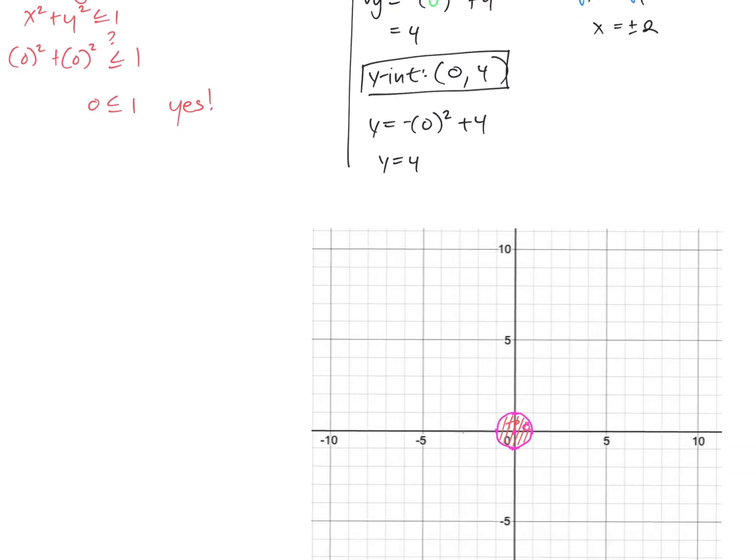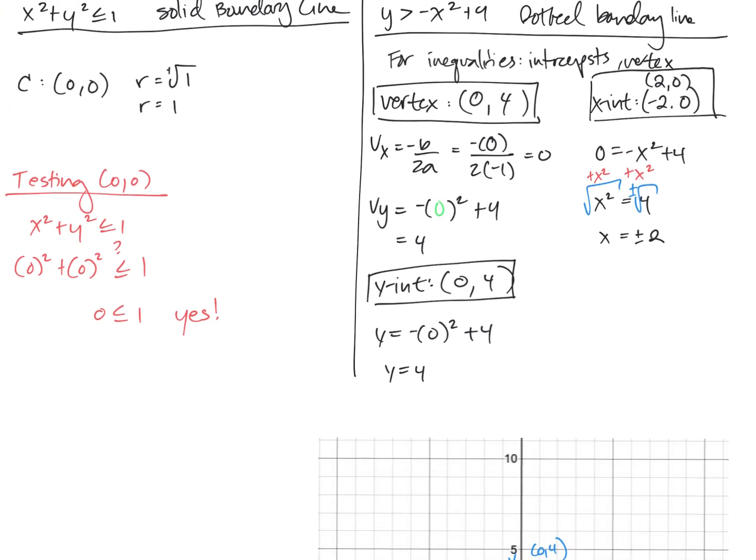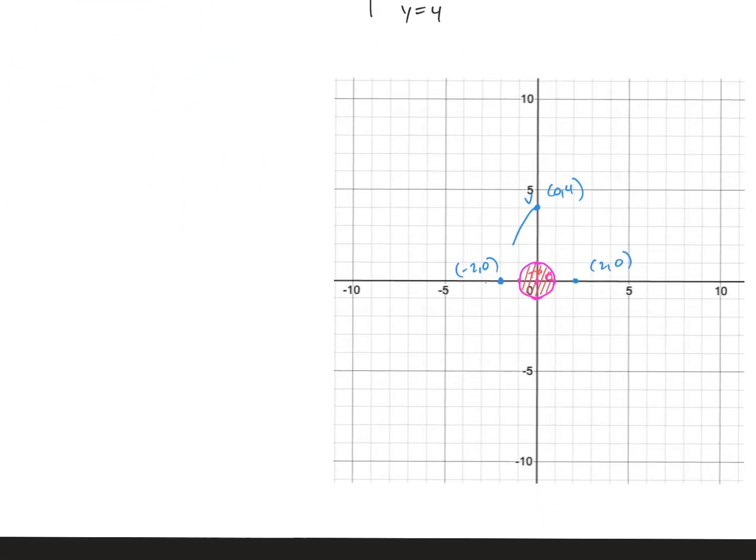Let's go ahead and graph those. Our vertex is going to be at 0, 4, as well as our y-intercept. And then our x-intercepts are negative 2, 0 and 2, 0. And we'll go ahead and graph it in. Is it solid or dotted? It's dotted. Okay, since it's dotted, we'll dot this in. And then, last thing, we're going to have to determine which side we shade.